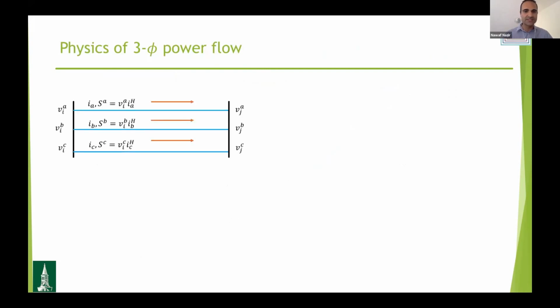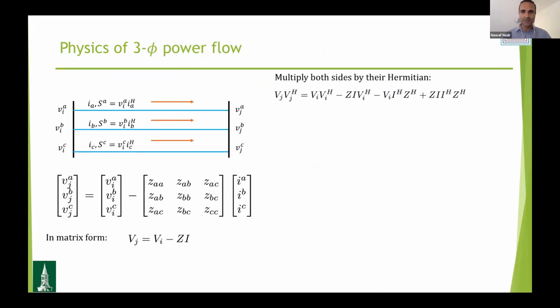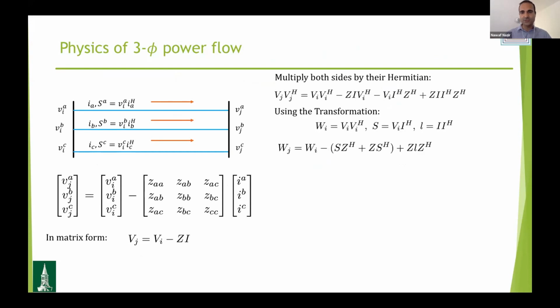So assume we have this three-phase line. In this line, you can apply Kirchhoff's voltage law to get the relationship between the voltages and the currents shown over here, which I can also write in matrix form like this. What I can do is multiply both sides by their Hermitian, so I get this equation, and then I can use this transformation by introducing these new variables W, S, and L, and I get a linear relation between W, S, and L shown here.